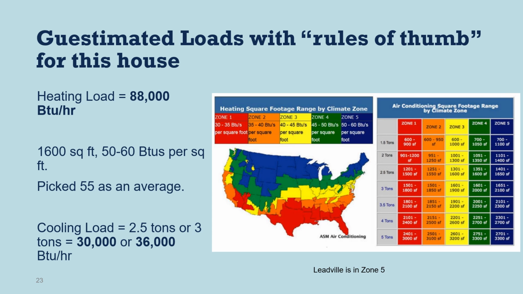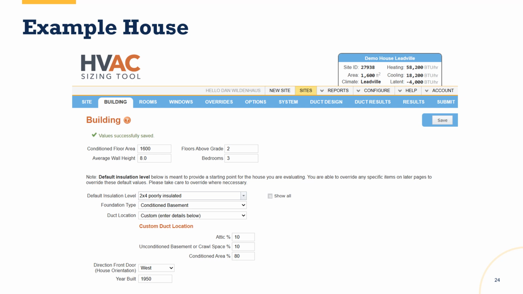What would happen if I ran that same house through something more in-depth, and I actually took the care to record the data and took advantage of all of those components that I mentioned are necessary for load calc? So I enter it into my HVAC sizing tool. Now you see in the upper right-hand corner, this demo house Leadville, you can almost think of this like your scoreboard. As you start going through and entering data on each of these tabs, the site, the building, the rooms, etc., these numbers will change if you hit save every time. Because you're getting more and more details added, it gets more and more accurate.